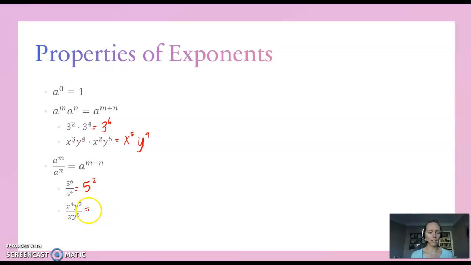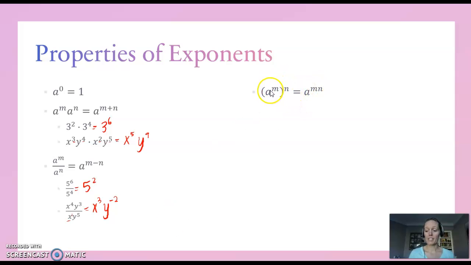So for our x's, notice that this x on the bottom here, we don't actually see an exponent, but we know that it has an exponent of 1. So we have x to the 4 minus 1, which is going to give us x to the 3rd. And then for y's, we have y to the 3rd over y to the 5th, which means I have 3 minus 5, and that's going to give me y to the negative 2. We're going to talk about those negative exponents in just a minute here. But always remember that you do the top minus the bottom. That's one common mistake, to mix the order of those.